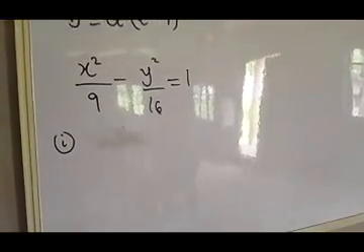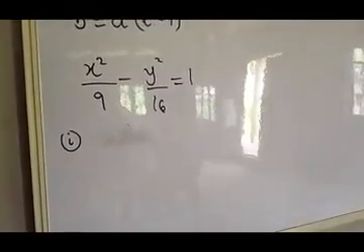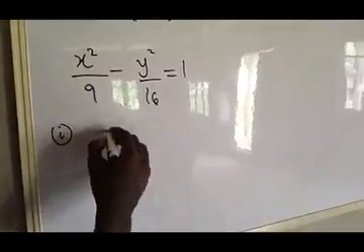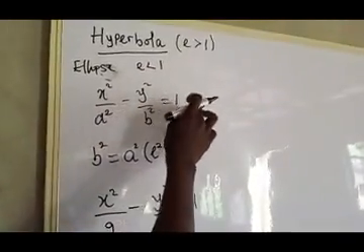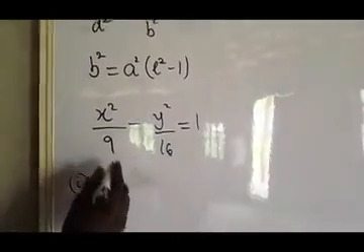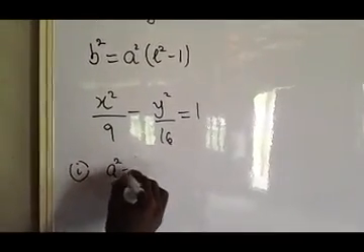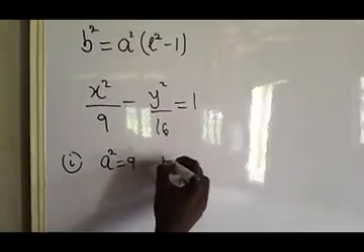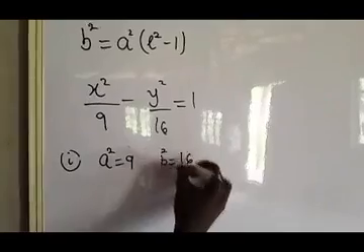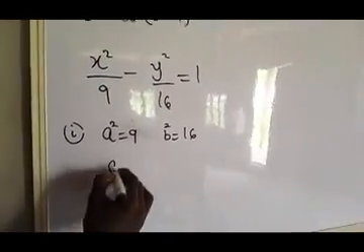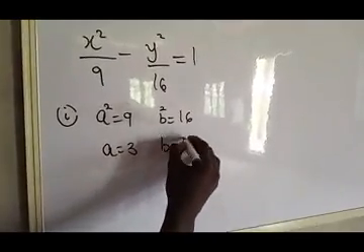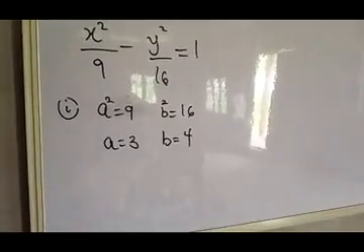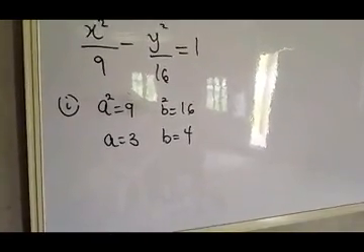So how will I get my eccentricity first? Very simple. From your equation, you have x squared over a squared minus y squared over b squared equals 1. So automatically from here, my a squared is 9 and my b squared is 16. If you square root both sides, my a will be 3 and my b is going to be 4. That's our a and b there.